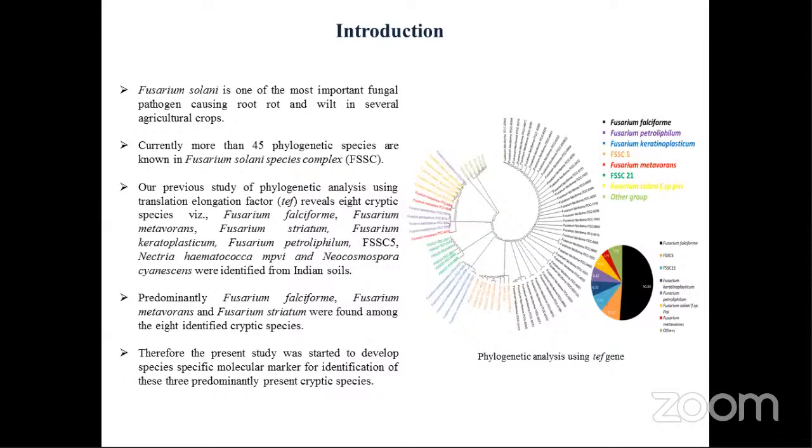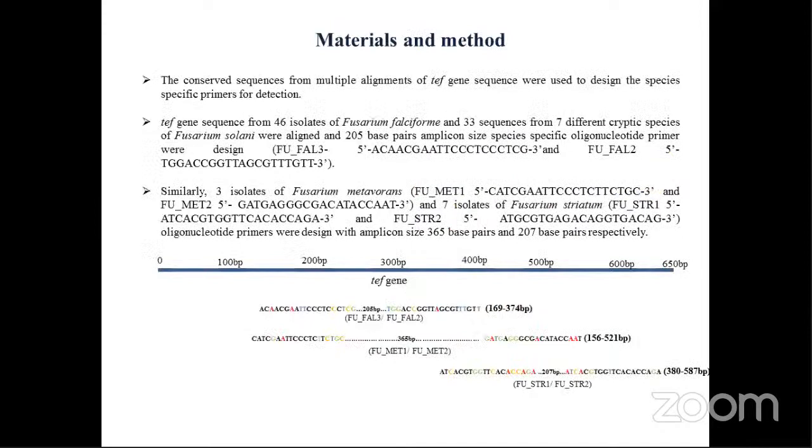With this information, the present study was started to develop species specific molecular markers for identification of these three cryptic species. To develop the species specific marker, conserved sequences from multiple alignment of the genes are used. We aligned 46 isolates of Fusarium falciforme and 33 sequences of 7 different cryptic species for the development of the Fusarium falciforme specific molecular marker. Similarly, alignments for Fusarium metavorans and Fusarium striatum were used for development of species markers.